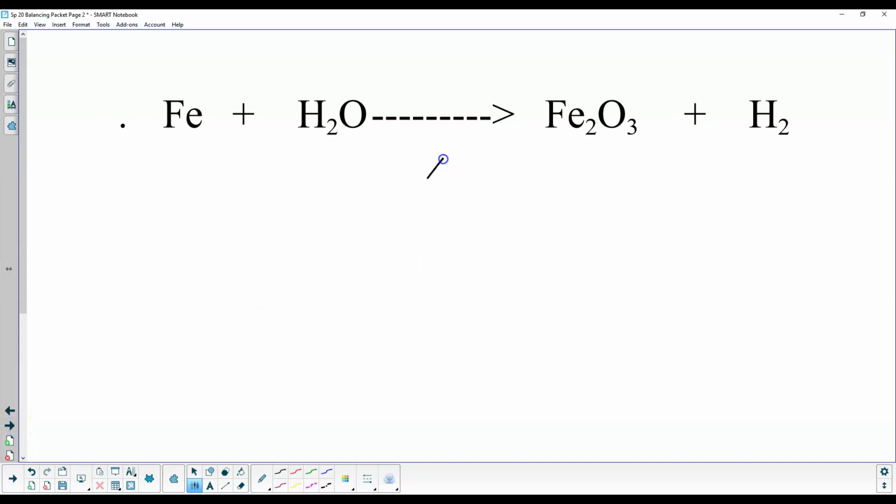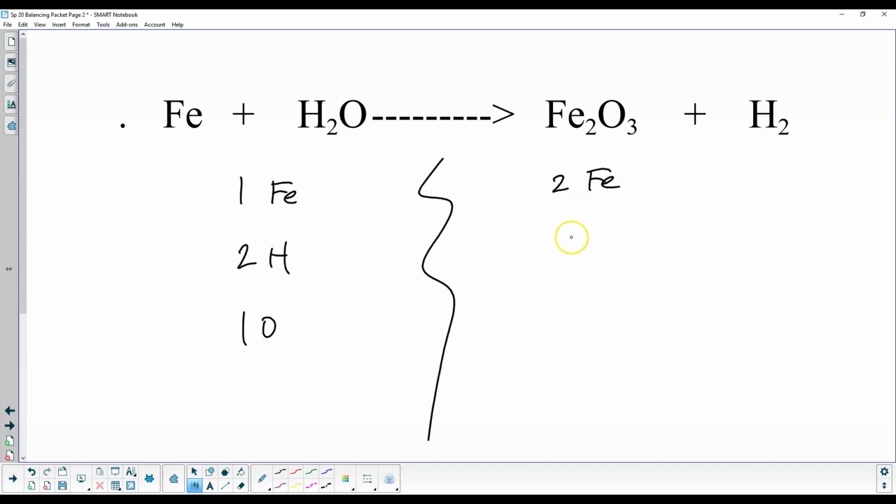All right, next one. Looks like 1 iron. We have 2 hydrogen and 1 oxygen over here. We've got 2 iron. We've got hydrogen is 2. Oxygen is 3. I'd leave the iron alone for now, just because we've got it all by its lonesome, easy to fix. 1 and 3, let's flop a 3 here.